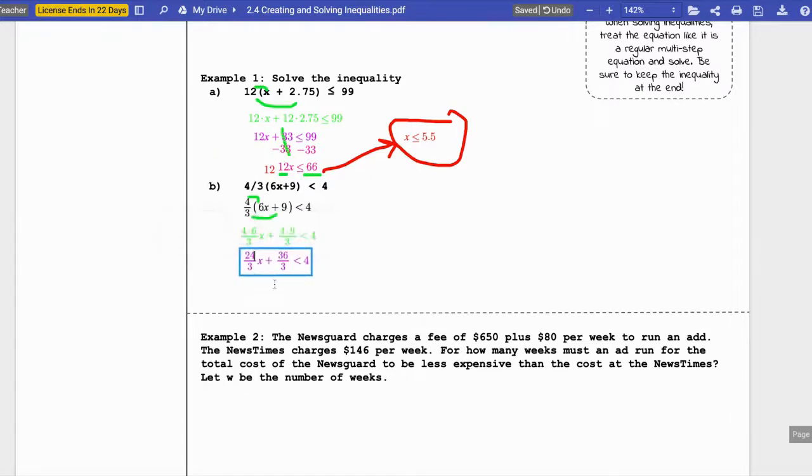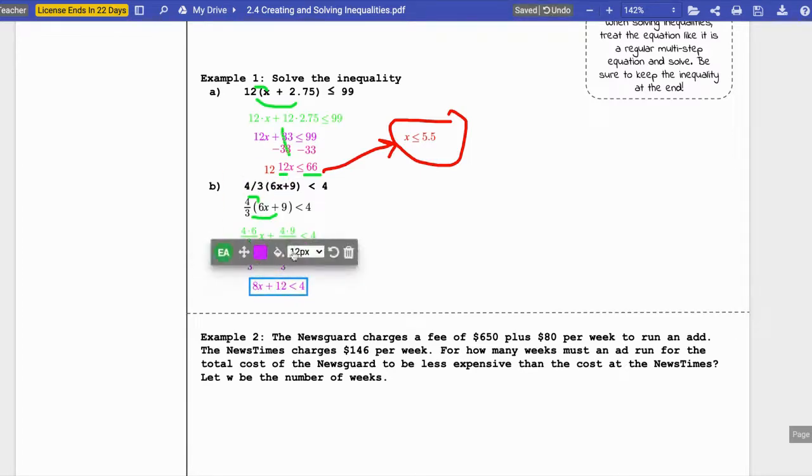I still have fractions, so I'm going to simplify these because remember, fractions are division. So 24 divided by 3 is actually a number. It's 8. So then I'm going to get 8x plus 36 divided by 3 is 12. So 8x plus 12 is less than 4. So now I have an equation that I'm used to solving.